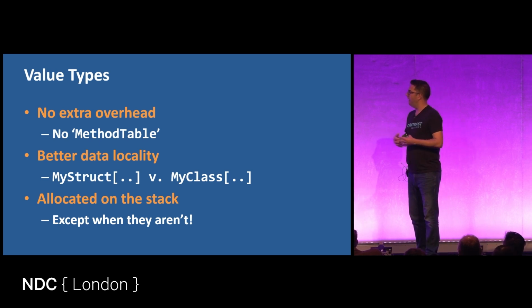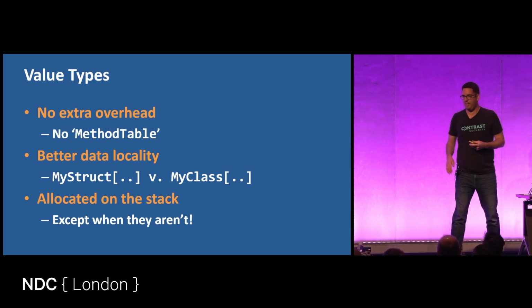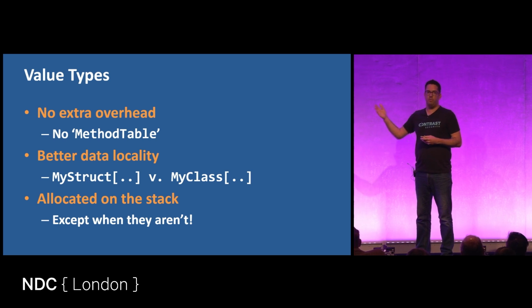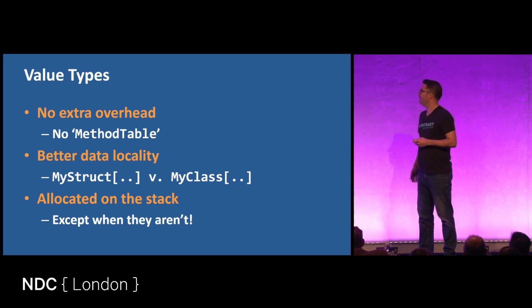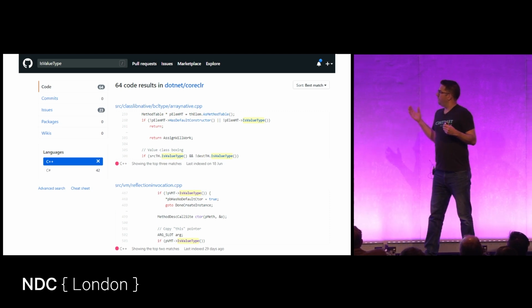Generally, structs can be allocated on the stack, except when they aren't. I'm not going to go into that whole thing. As I said, look it up on Stack Overflow, but a lot of the time you can assume they are allocated on the stack, which equals no GC pauses. But as I said, we take it for granted.